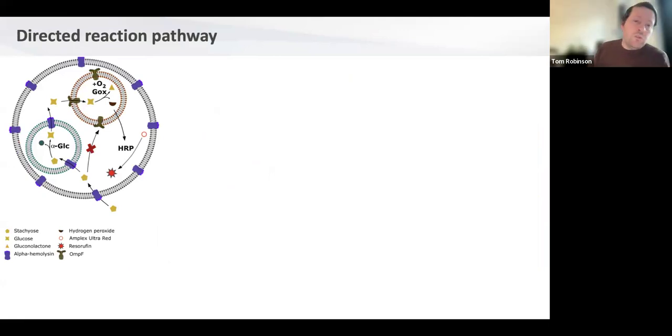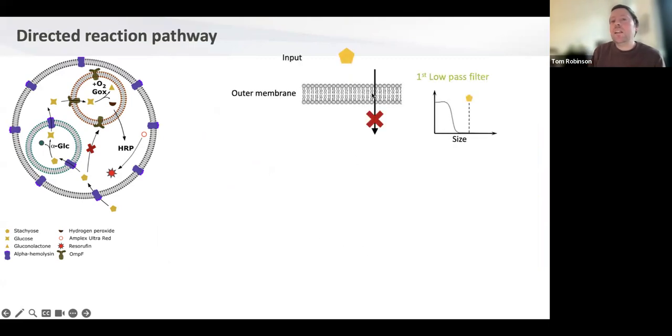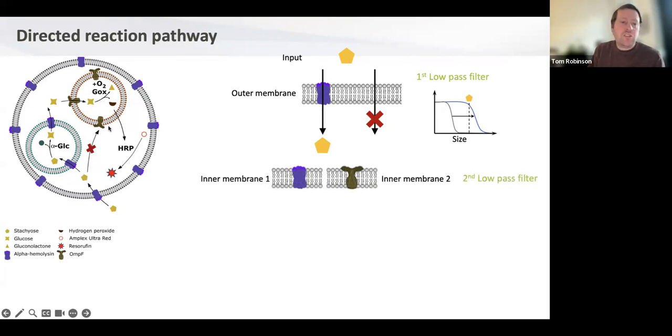Now, the final system to have this directed reaction pathway is a little bit more complicated. So now we have two internal populations of synthetic organelles. And the idea here is that you can start to think about the input molecule when it meets the outer membrane. It's kind of like a low pass filter based on size. So normally it can't pass through. So the addition of the alpha hemolysin pore basically moves this low pass filter to allow stachyose to come through. When it goes inside, it then has two options.